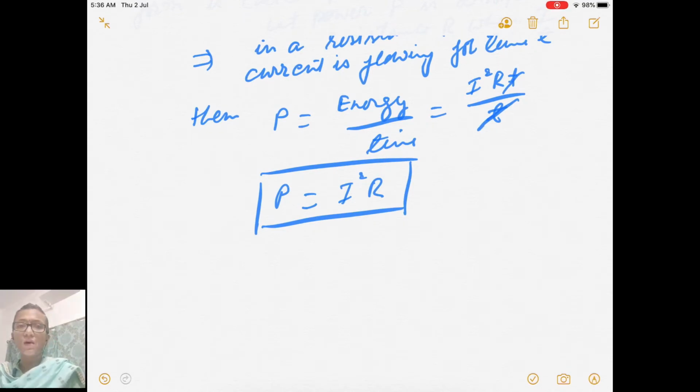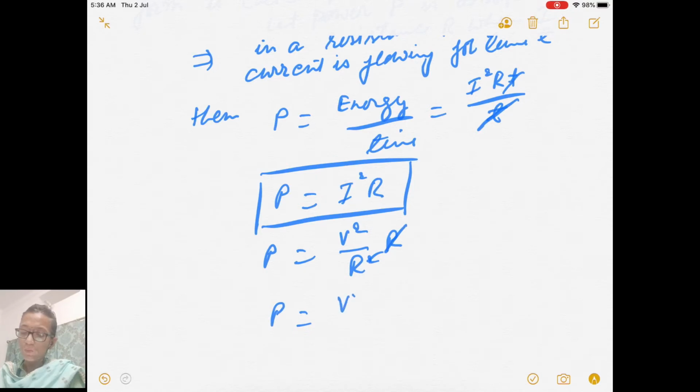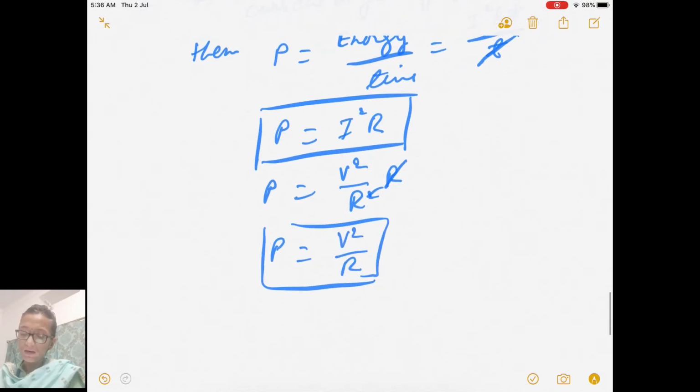You can convert it in terms of potential difference also. From Ohm's law, you can convert I into V upon R. So it becomes V square upon R square into R. So power can also be written as V square by R.